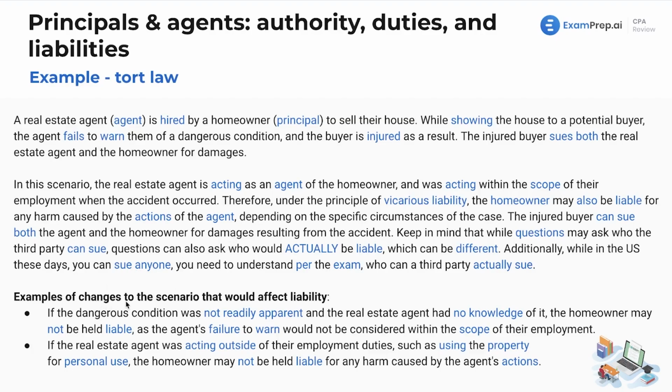Now, examples of changes to the scenario that would affect liability. I love examples and I love questions where you change one thing, what happens? Because that's what could happen on the exam. You change one thing, what happens? Well, if the dangerous condition was not readily apparent and the real estate agent had no knowledge of it, the homeowner may not be held liable as the agent's failure to warn would not be considered within the scope of their employment. If the real estate agent was acting outside of their normal employment duties, such as using the property for personal use, being a little squatter there, the homeowner may not be held liable for any harm caused by the agent's actions. There will be a lot of criteria and a lot of points to break down with each scenario.